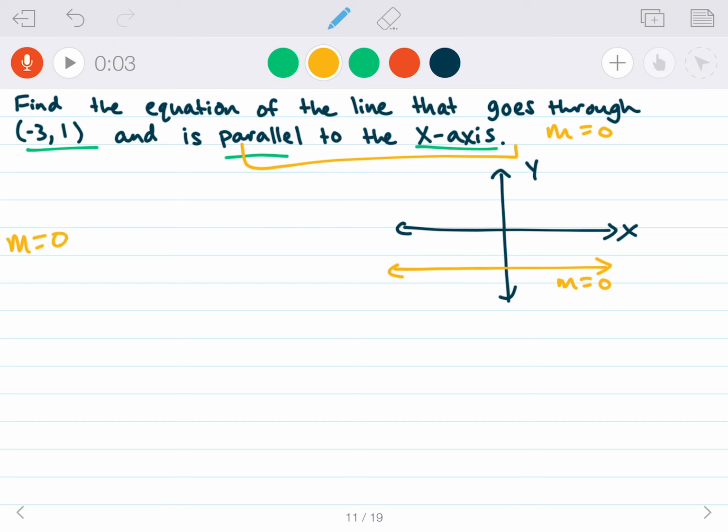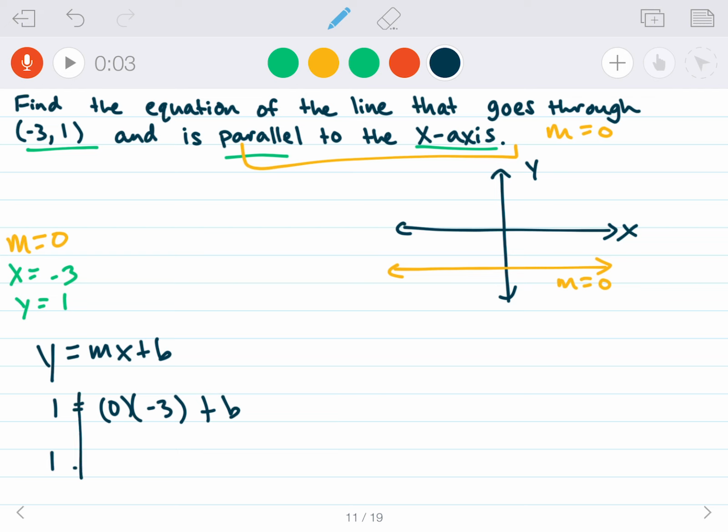And we know that it goes through the point x is -3, y is 1. So in y equals mx plus b form, we're going to have y equals 0 times x plus b. Solving for b, we get b equals 1.